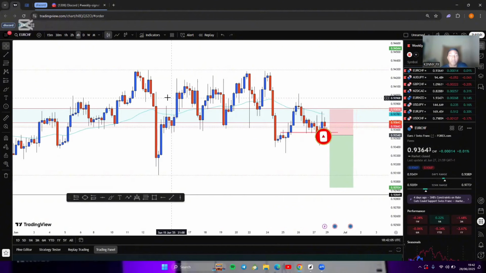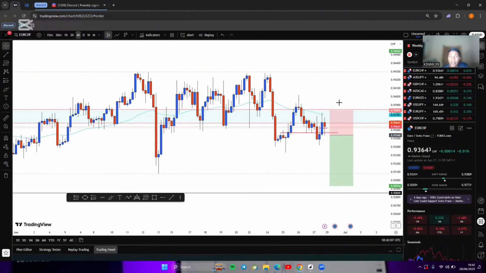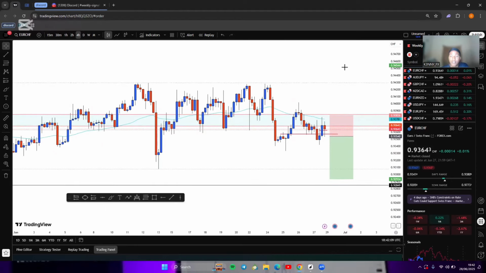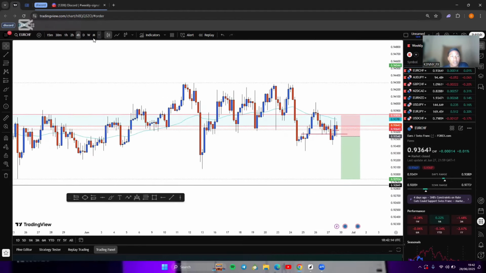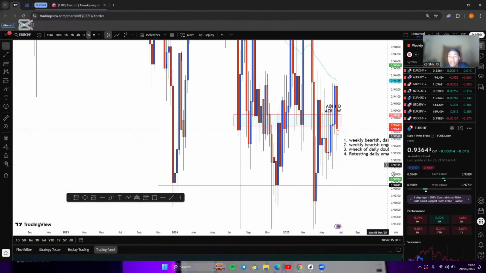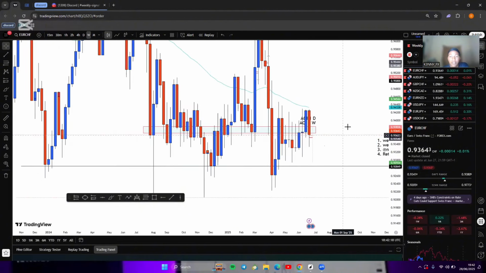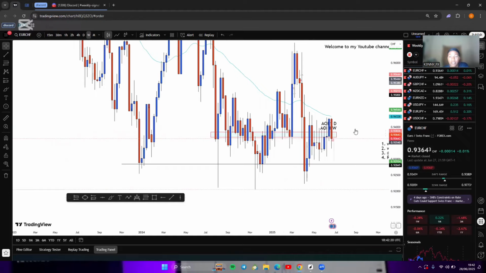Okay, so the first pair I'm interested in this week is Euro CHF, because if you come to the weekly time frame, we see that it's bearish. Remember, you want to mark out bullish and bearish structure.